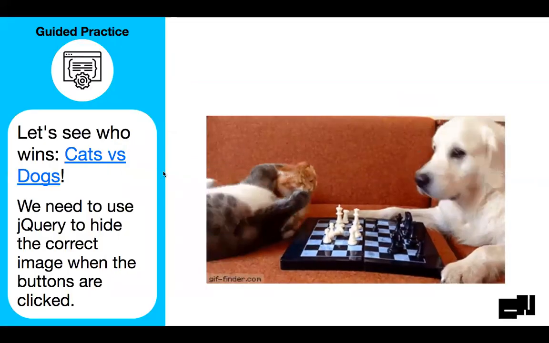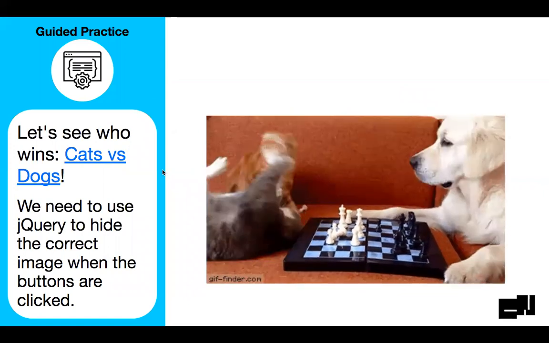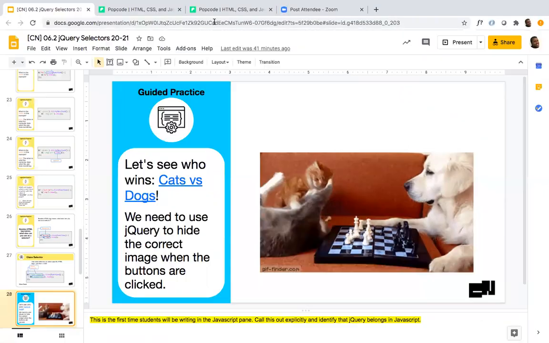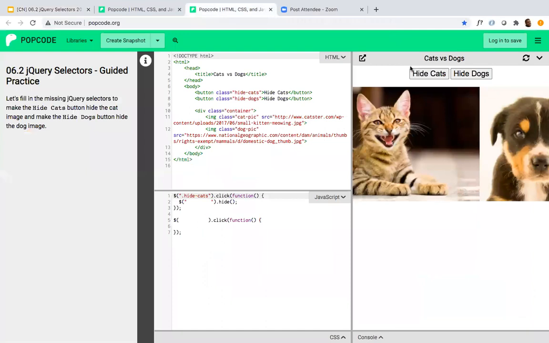All right, so let's put this all into action. What we're going to do is we're going to make a very simple website, and the website's going to do this. Basically, what we want to happen is when we click the hide cats button, we want the cat pic to hide. And when we click the hide dogs button, we want the dog pic to hide. So if you look at the JavaScript here, they've already given us some code.